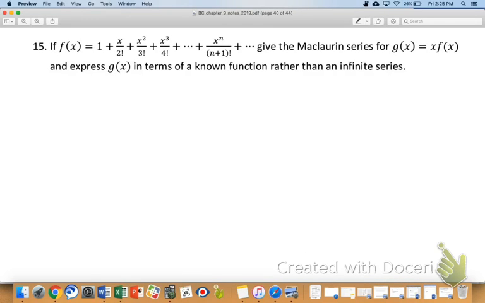So f of x is given by that power series. Give the Maclaurin series for g of x, and g of x is equal to x times f of x. And then here's the detective part. Express g of x in terms of a known function rather than a power series. So as I walked around, my advice for folks was this. Write down the power series for g first. So here's what I would do. I would say g of x, if it equals x times f of x, would be x times all these terms.